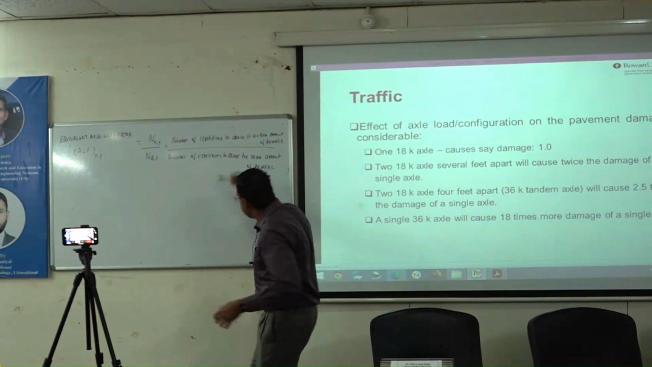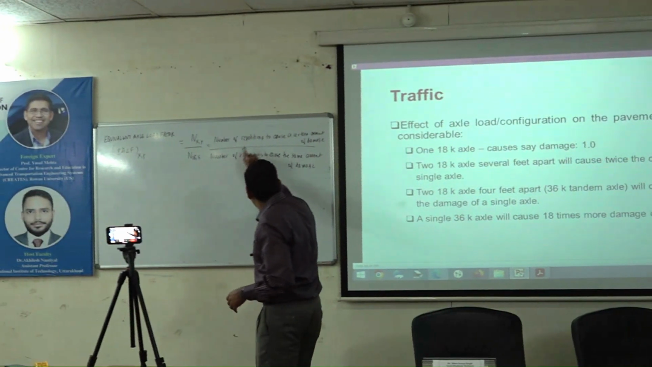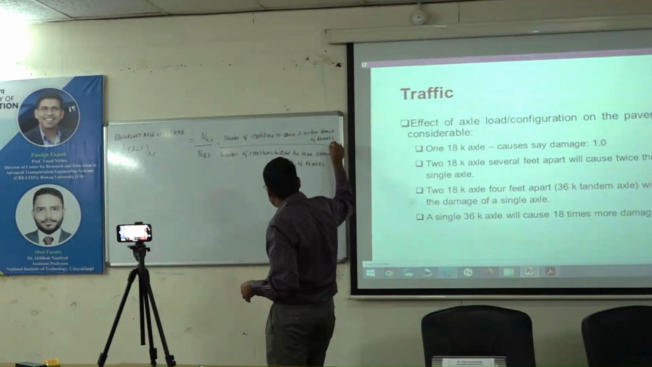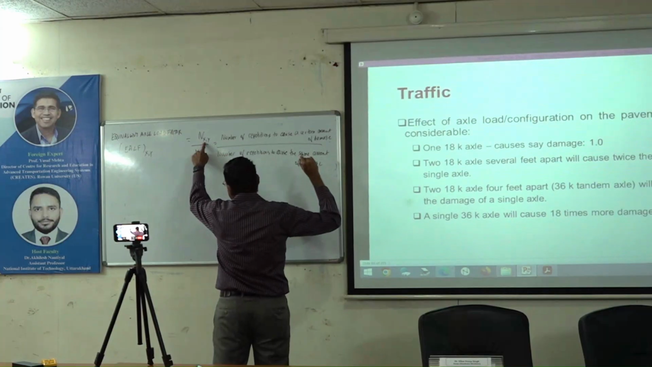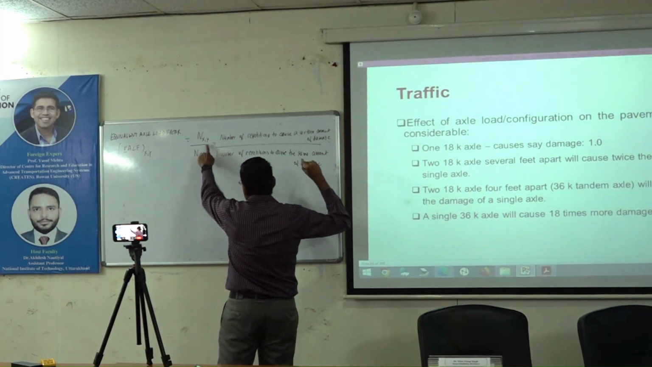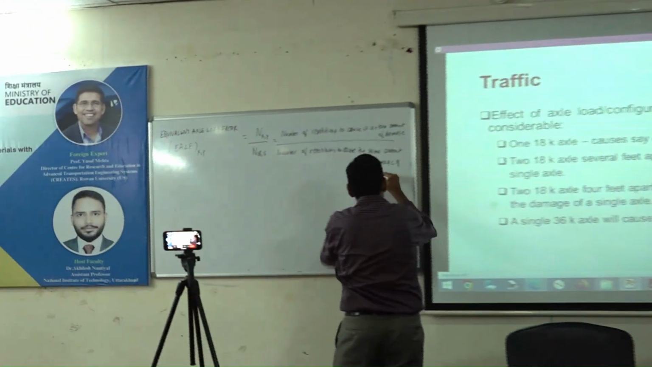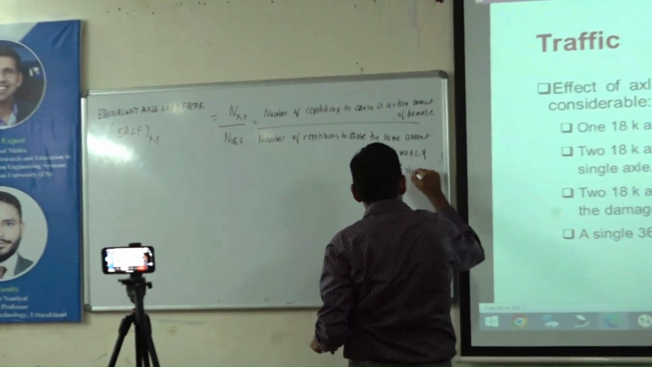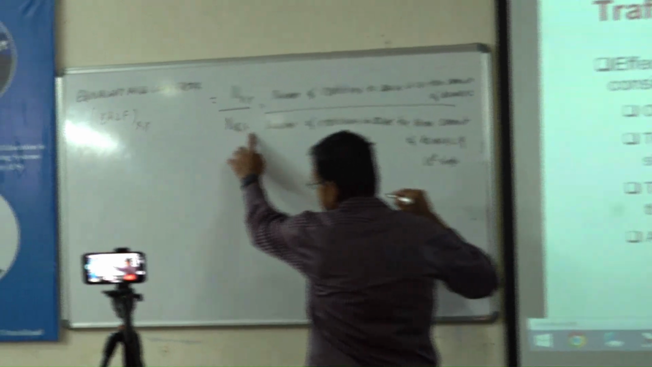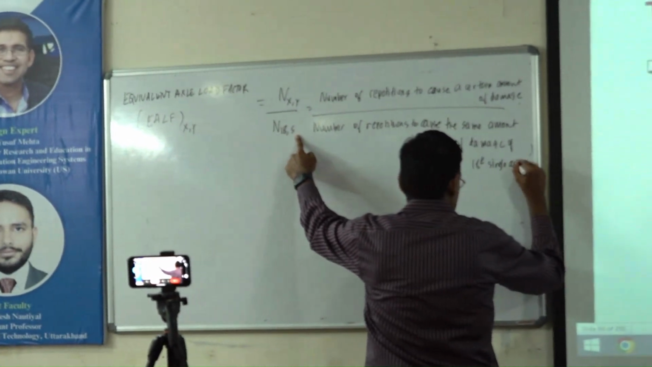So right here, this is how it is done. Number of repetitions to cause a certain amount of damage of X and Y. X is the load, Y is the configuration. And number of repetitions to cause the same amount of damage of 18 kip single axle. So that is 18 kip and single axle. Okay, so I'm going to explain this a little bit more.